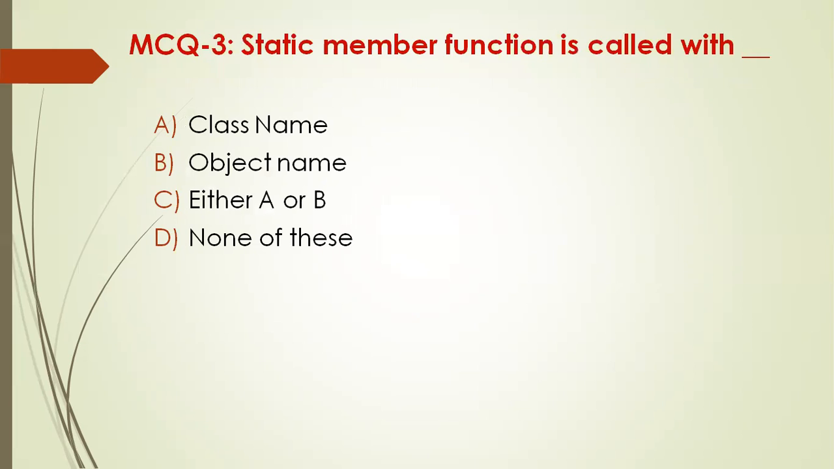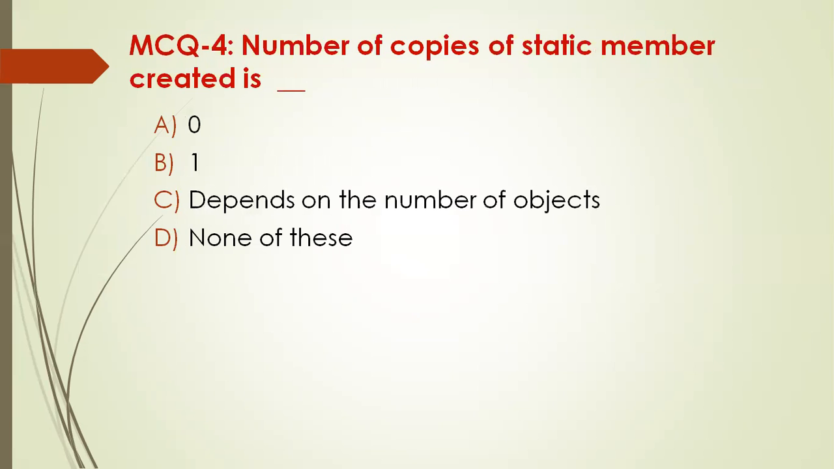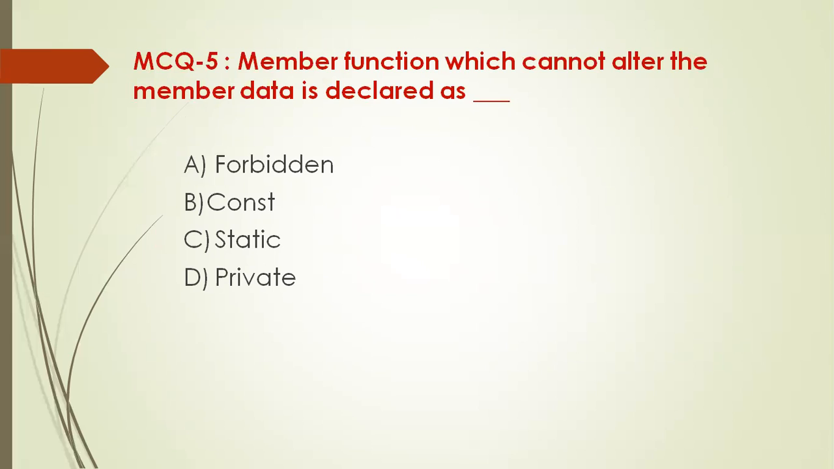A static member function is called with class name, object name, either A or B, none of these. It should be called with only the class name, A. Number of copies of a static member created: we know that only one copy of a static member is created, which can be accessed by any object. So the number of copies created will be 1, B. A member function which cannot alter the member data is declared as forbidden, const, static, private. The correct answer is B.